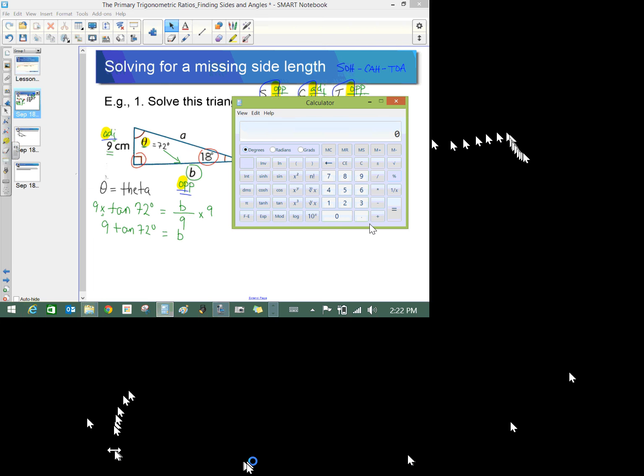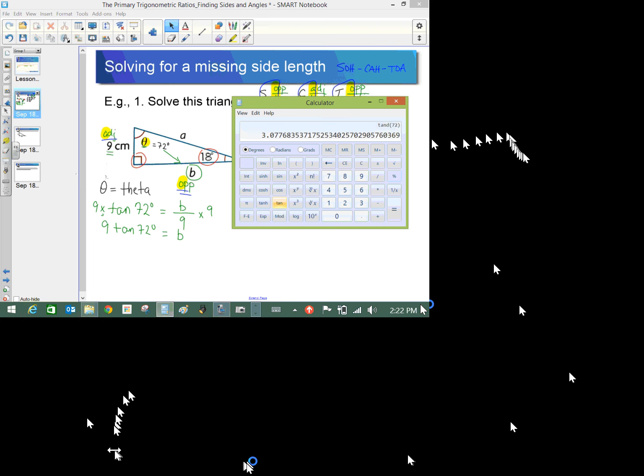So for me, what I'm going to do, my calculator functions this way. I need to take the angle and then press tan. So the ratio is basically 3 to 1. So 3.07. That's about 3 to 1. So the opposite side should be 3 times longer than the adjacent.